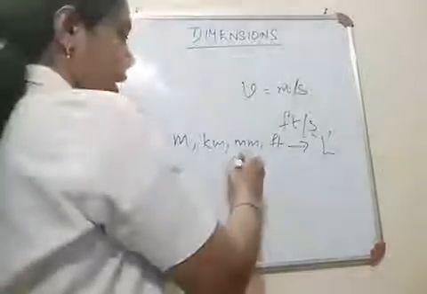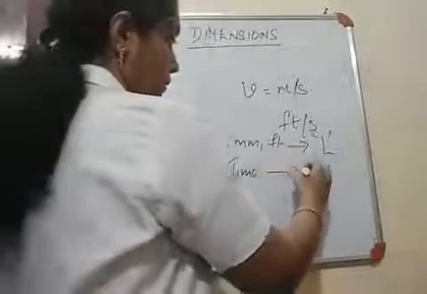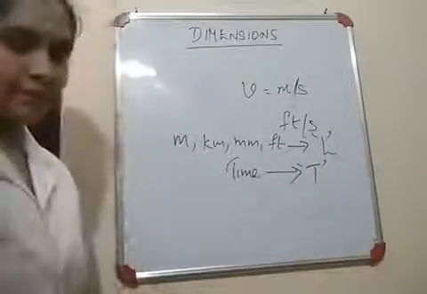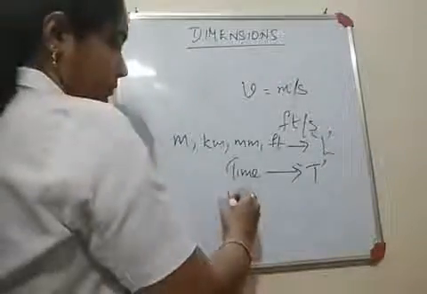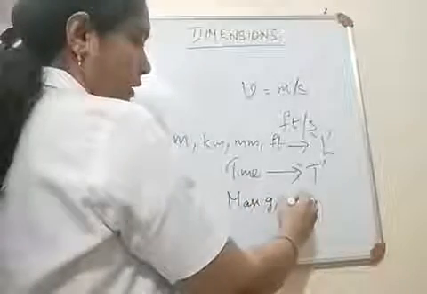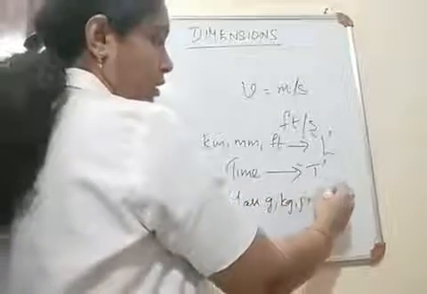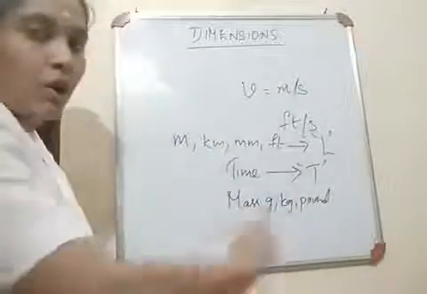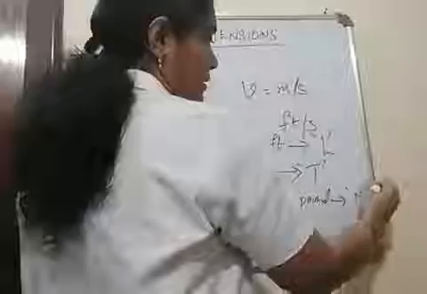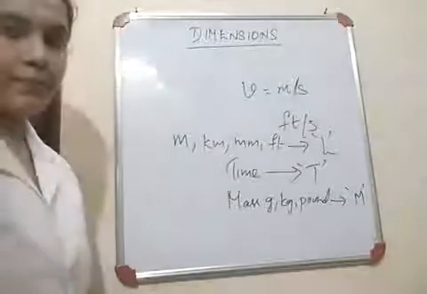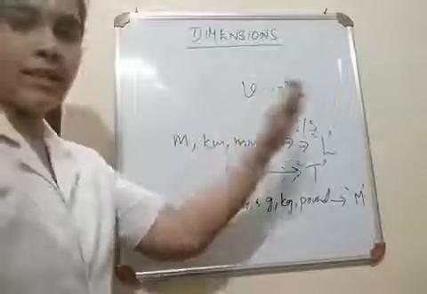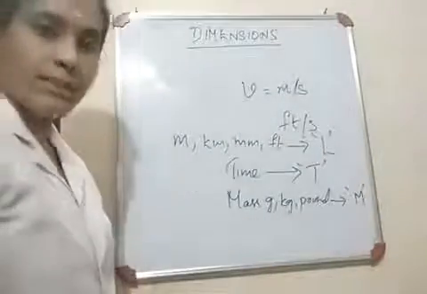For time, we can put a common symbol, that is T. For mass, that means for kilogram, pound, for all these units, we can use a common symbol, that is M. Okay. So how can we express the velocity in terms of these symbols?